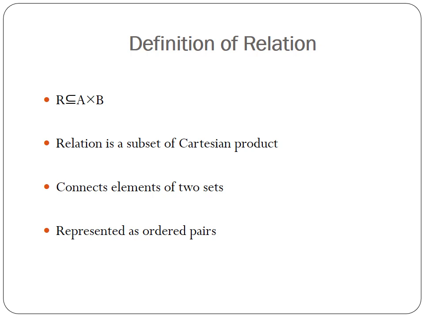Next, the definition of a relation. R is a subset of A cross B. A cross B is the Cartesian product. A relation is a subset of the Cartesian product. It connects the elements of two sets, represented as ordered pairs.